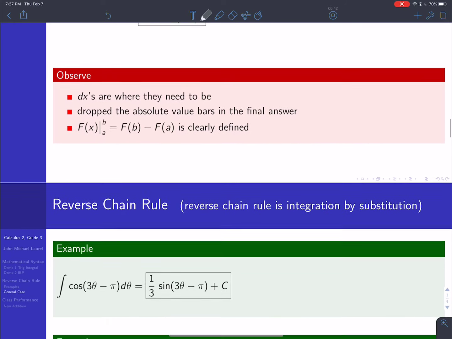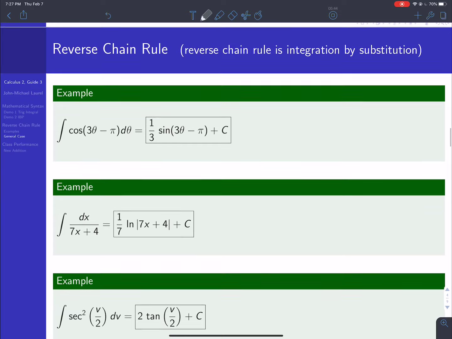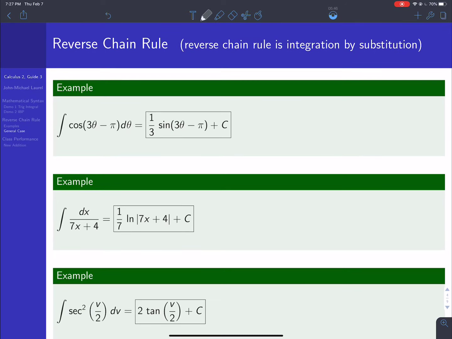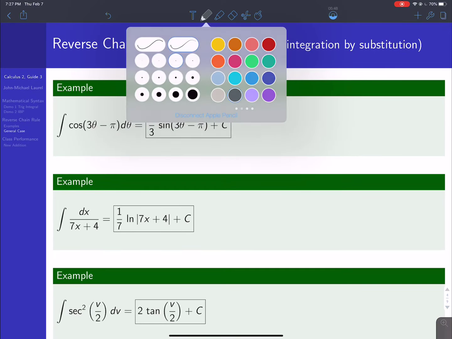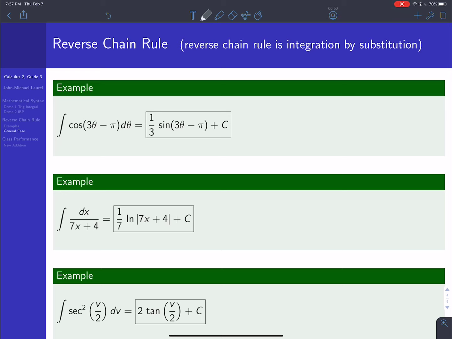All right. Okay, let's talk about the reverse chain rule. So the reverse chain rule is just integration by substitution. And I've done 4 examples for you, and by now all of these integrals should be really, really easy. And so let's take a look at the first one. For the first one, I can define u to be 3 times theta minus pi.